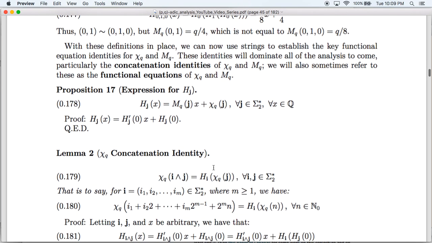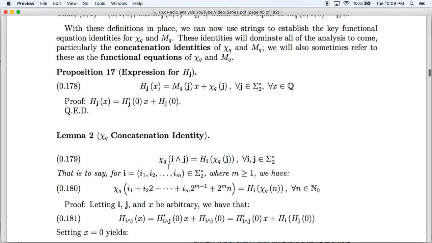So then here's the concatenation identity for chi q. Chi q of I wedge j is h_I of chi q of j. That is to say, for any bold I equals I_1 through I_m, if we look at this input integer as a number, its first m q-adic digits are the entries of I, and then it's plus 2 to the m times something else, this is going to be equal to h bold I of chi q of n.